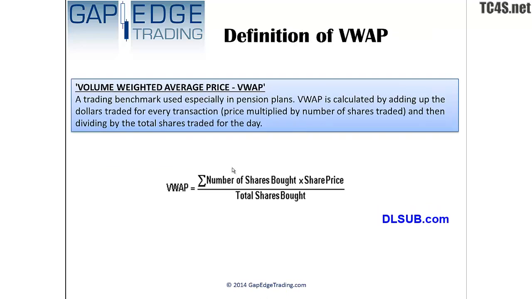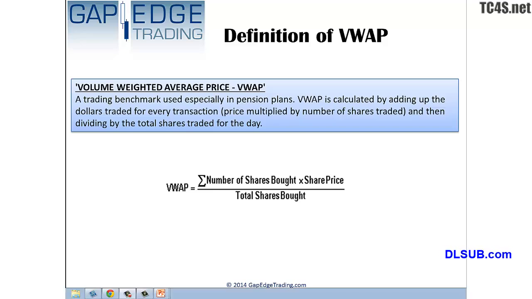The volume weighted average price is a trading benchmark used especially in pension plans. So this means it would be large institutional traders using the volume weighted average price in their trading. The reason we want to pay attention to it is because they cause enormous spikes in volume at certain areas. The VWAP is calculated by adding up the dollars traded for every transaction, price multiplied by the number of shares traded, and then dividing by the total shares traded for the day. There's a formula there, and at that moment in the intraday time, the VWAP is going to tell you what that average is.